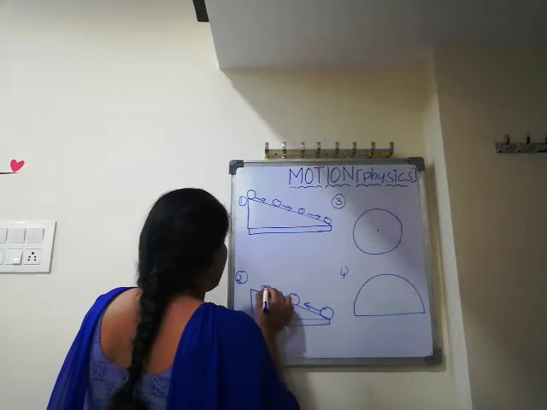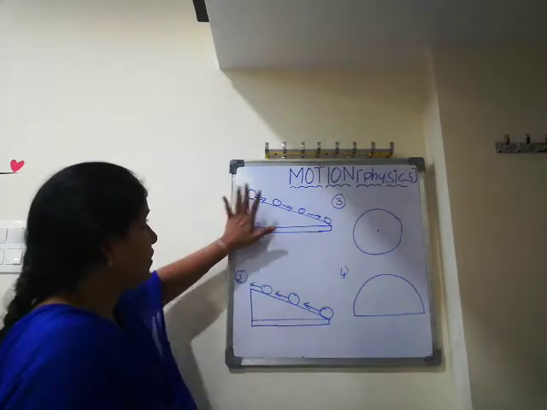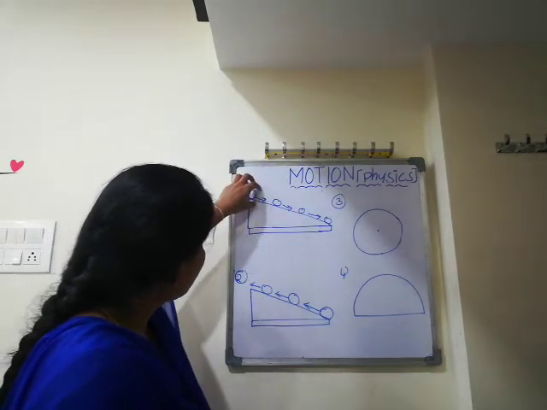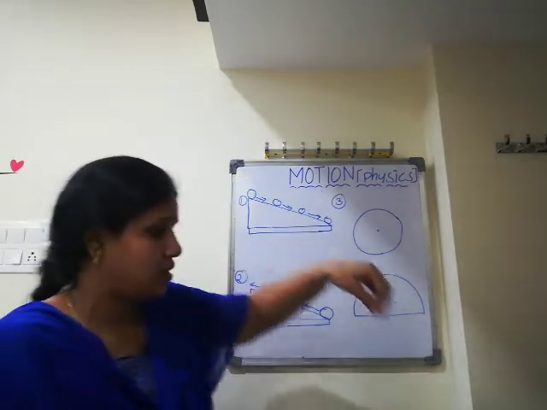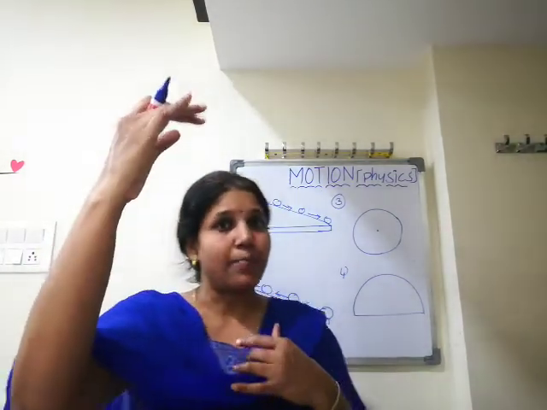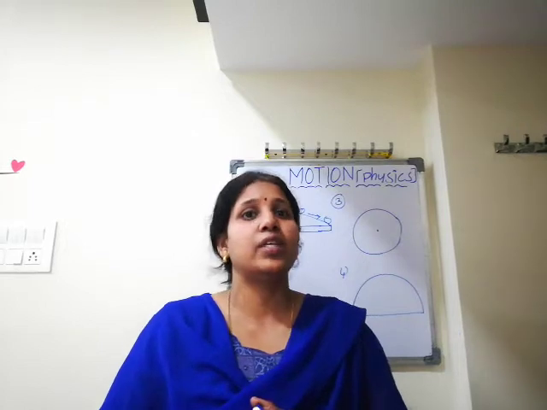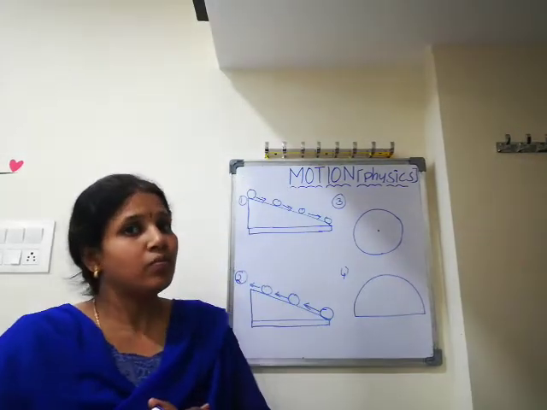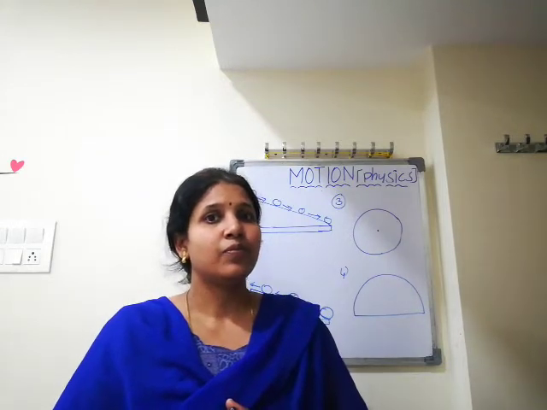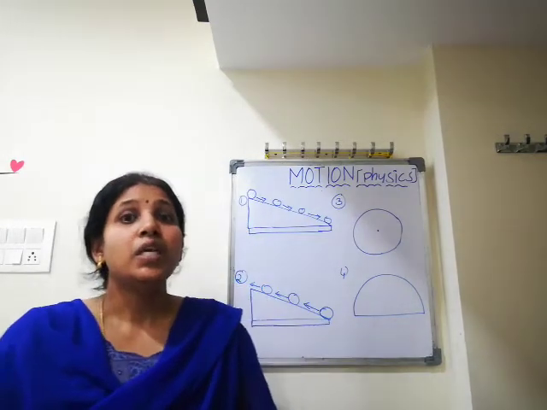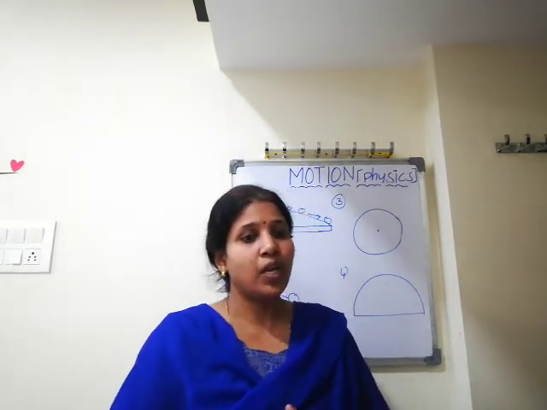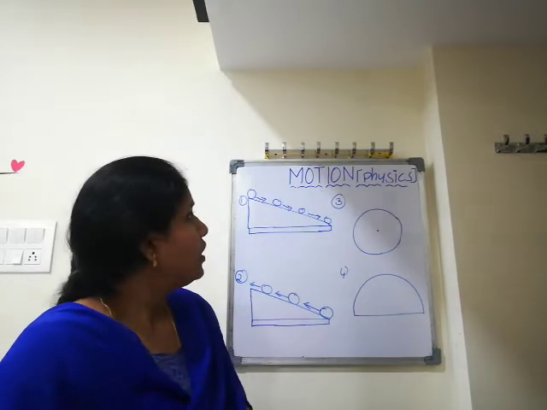In the first figure, this is an inclined plane. At the top of that inclined plane, we are rolling that ball. If you roll that ball from that upward direction, what changes will you observe in the motion of that ball? The speed of that ball increases.